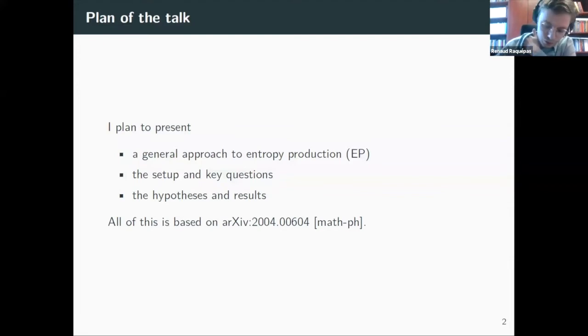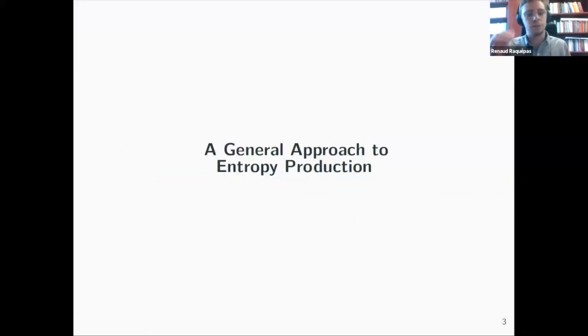Although entropy production is a common theme in the research that I do, it's actually the only paper with the words entropy production in the title, so it should be pretty easy to find. So let's start with this general introduction to entropy production.